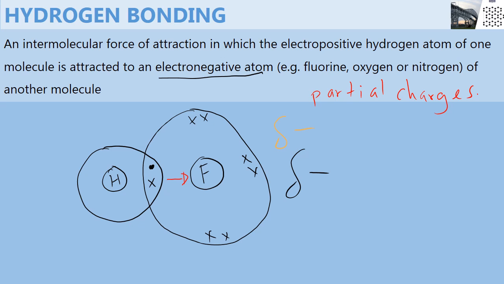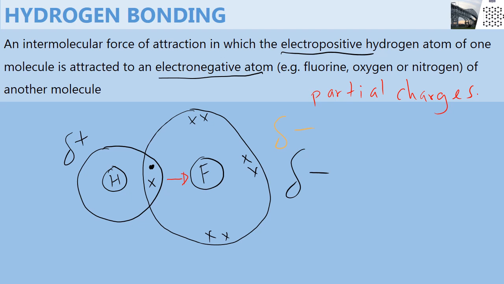Since fluorine has developed a partial negative charge, automatically, just like the poles of a magnet, hydrogen will develop a partial positive charge, and hydrogen is electropositive, so that's why we say it develops a partial positive charge.